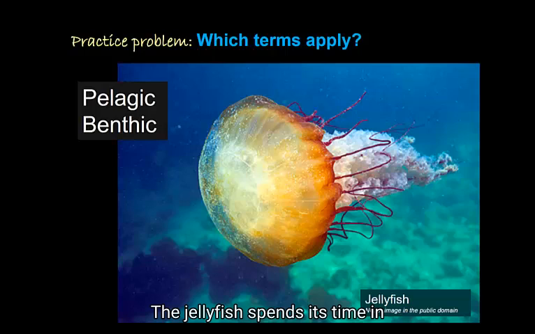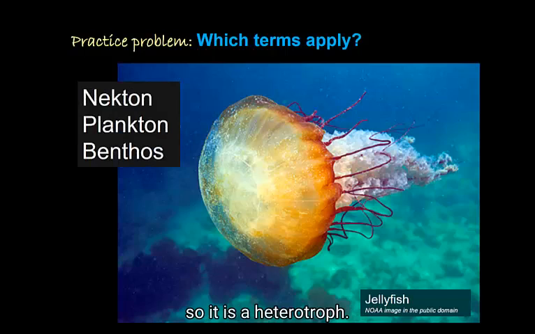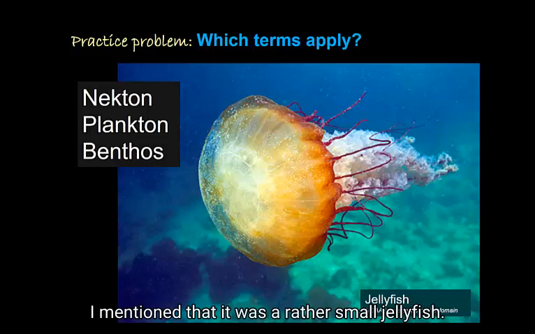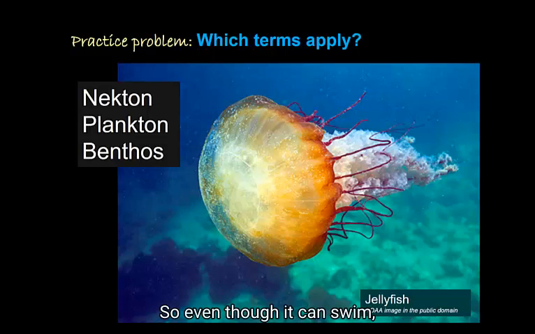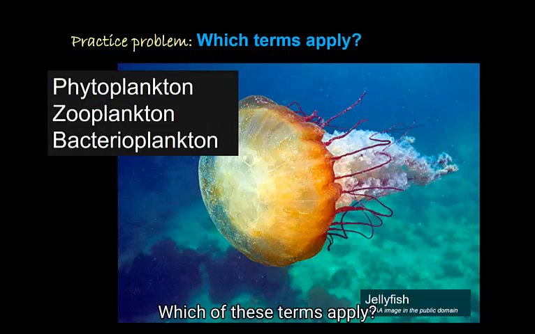The jellyfish spends its time in the water column, not on the seafloor, so we consider it to be pelagic. Which of these two terms apply? The jellyfish is an animal, so it is a heterotroph. What about these two terms? I mentioned that it was a rather small jellyfish, so even though it can swim, it can't swim against the current, so we classify it as a member of the plankton. Which of these terms apply? As a heterotrophic animal, it is a member of the zooplankton, a subdivision of the larger group plankton.